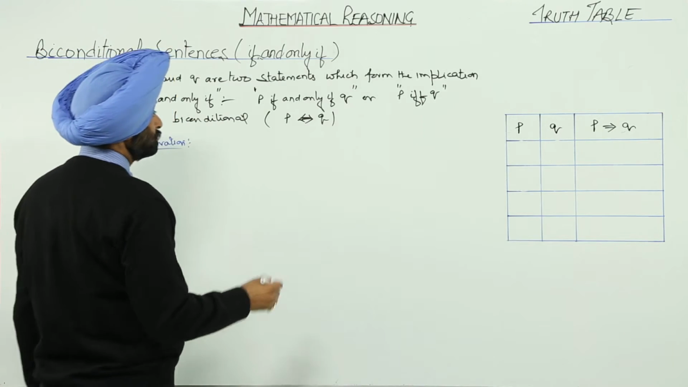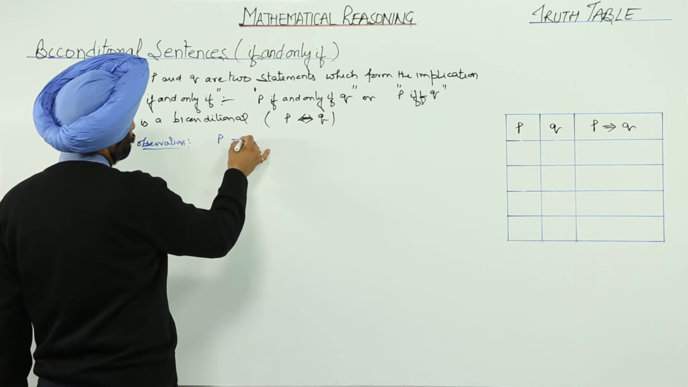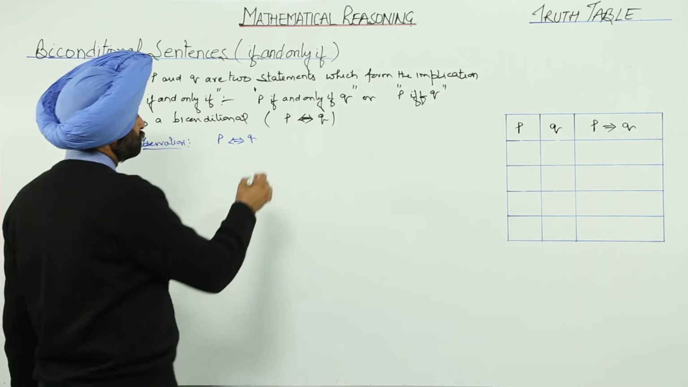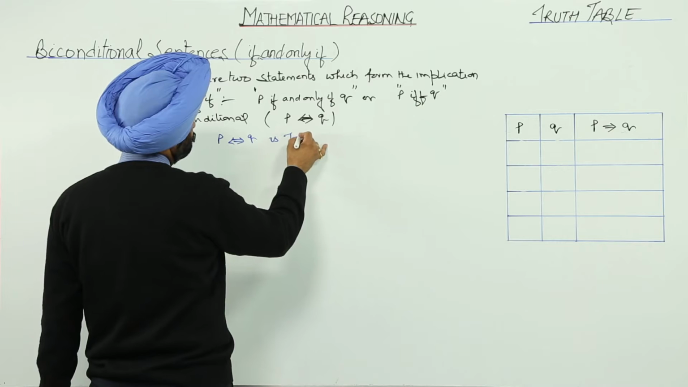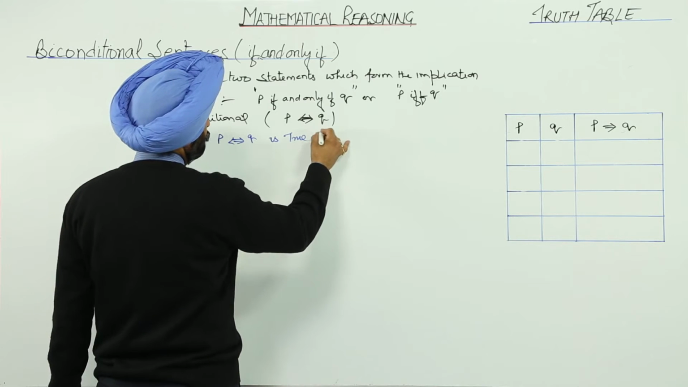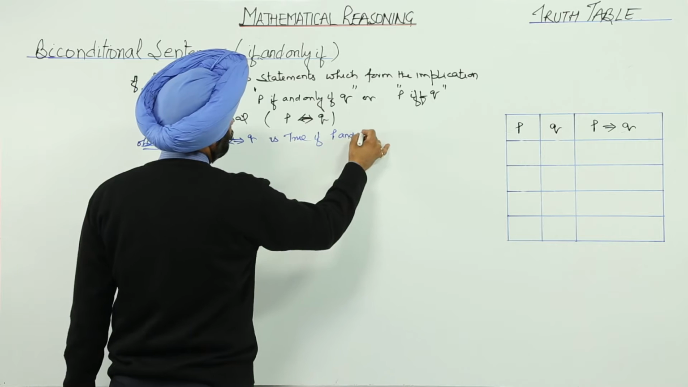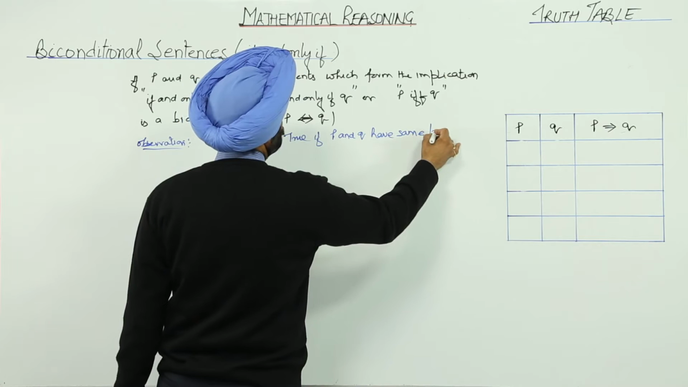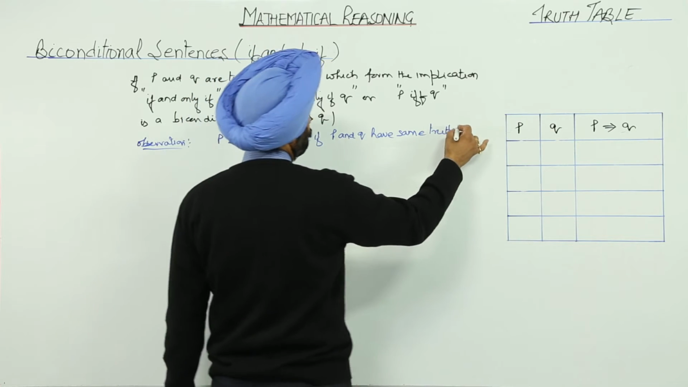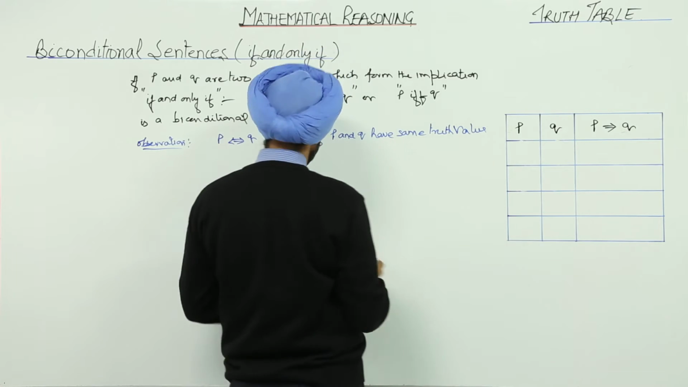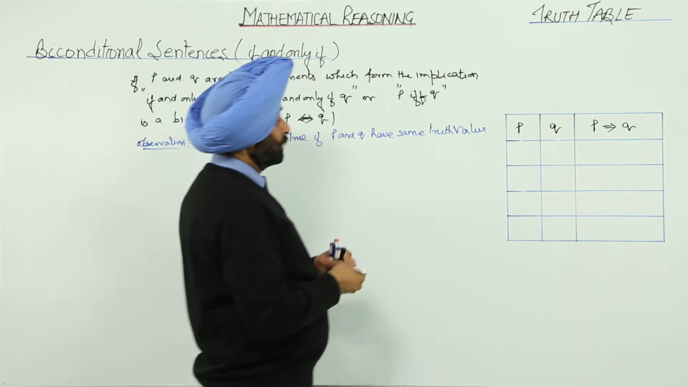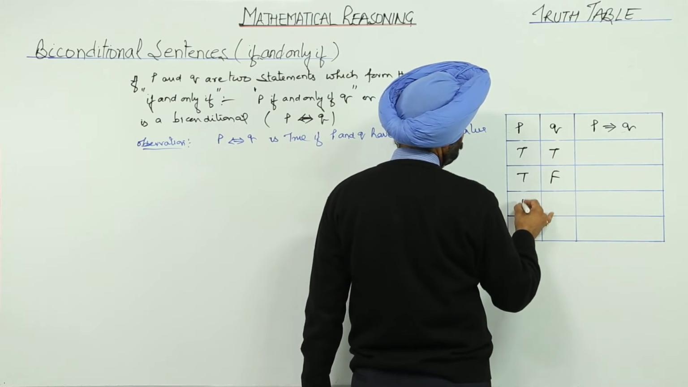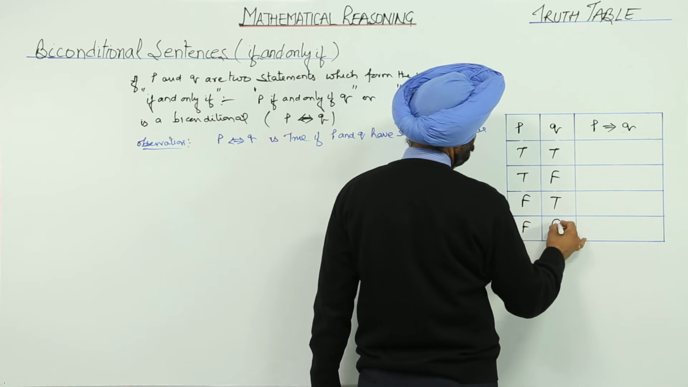Now, the biconditional between P and Q, that is, P if and only if Q, is true if P and Q have the same truth value. If P and Q have the same truth value. Now here again, false and false.